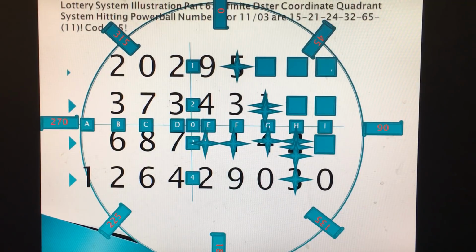Besides using the infinite quadrant system, we find the infinite Dster also has a circumference. The one is still in the circumference of the Dster. That's why the circumference works, because this one is considered to be inside the circumference of the Dster.